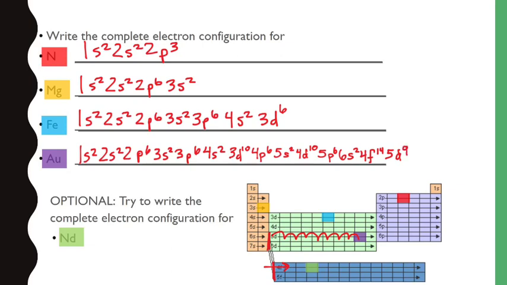So I know it's a long configuration, and I barely managed to make it fit on my line. I hope that you fit it all in on that page. But it's just a systematic process of going through row by row until we get to the element square that we've got.